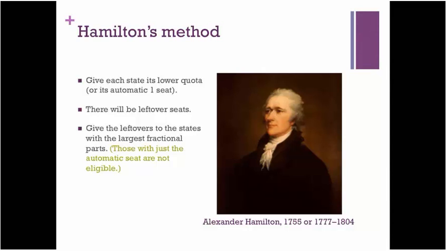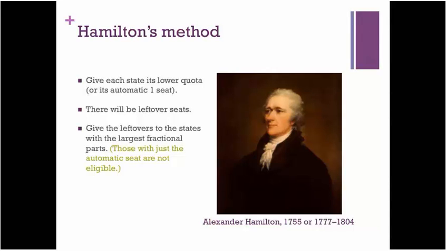For example, in the House of Representatives, which is the example that we continue to do, there's 435 seats, and if you give each state its lower quota or its automatic one seat, you should expect to have maybe about 25 seats left over. There will be leftover seats. So now we need a second stage in the apportionment. After giving each state its lower quota or automatic one seat, what do you do next?